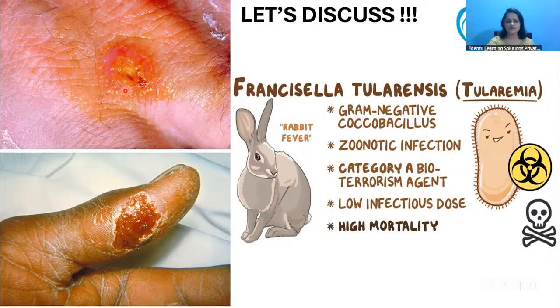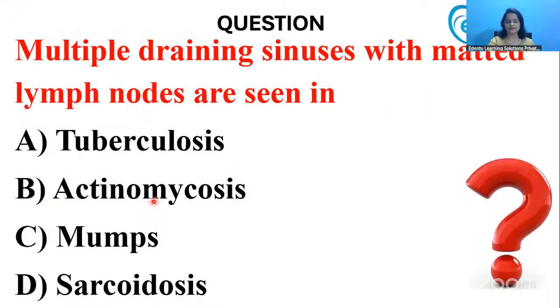In the skin lesions, it will appear something like this. Ulcerated lesions like this will be present in the skin of tularemia patients.